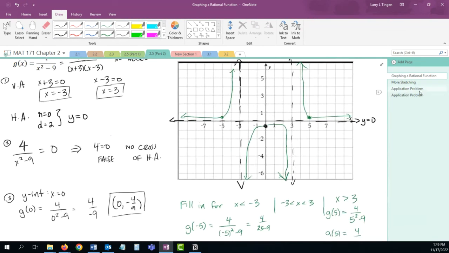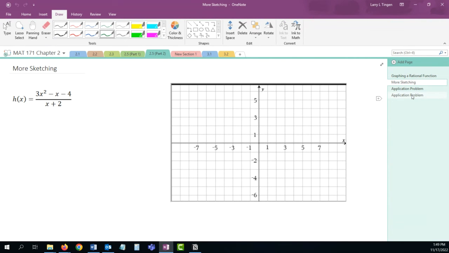All right. So let's sketch a couple more and then see what happens. Next, I have h of x is equal to 3x squared minus x minus 4, all divided by x plus 2.